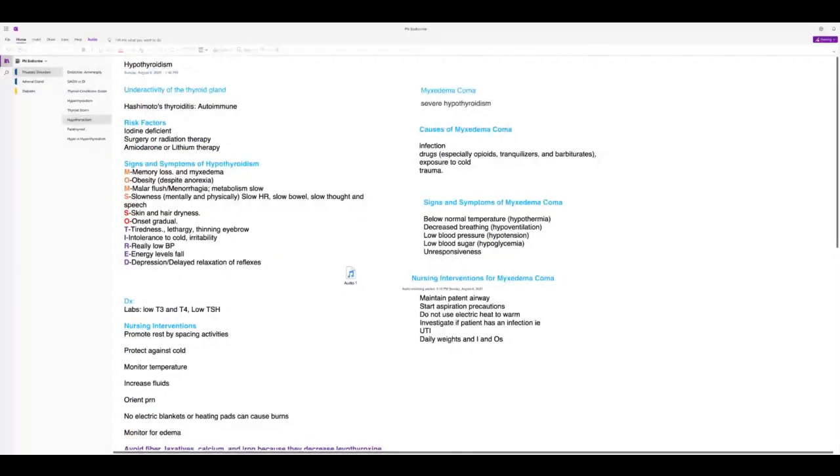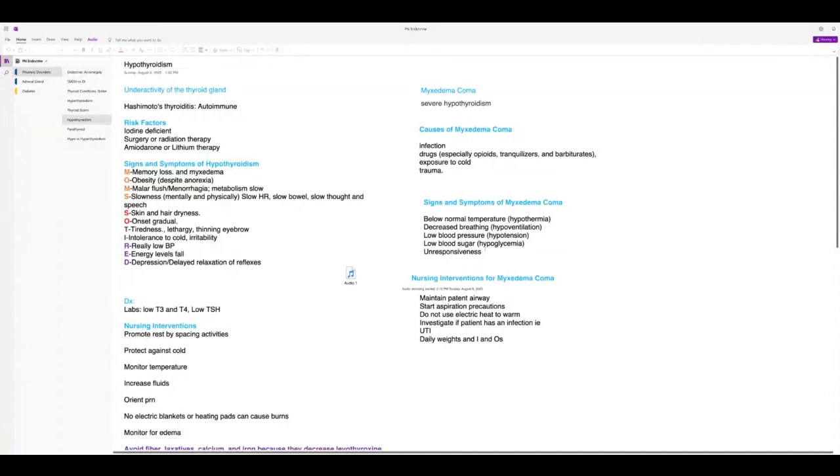So the signs and symptoms they're going to have if they're in myxedema coma is all these hypos, okay? Hypothermia, so they're going to have a low temperature. Hypoventilation, decreased breathing. Low blood pressure, hypotension, and hypoglycemia. And finally, they become unresponsive.